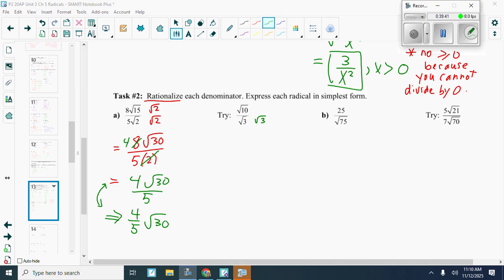Hopefully you did root 3 times root 3, so you ended up with root 30 over 3.